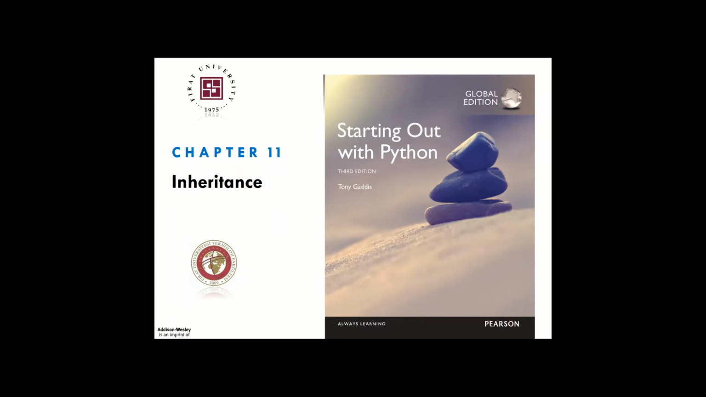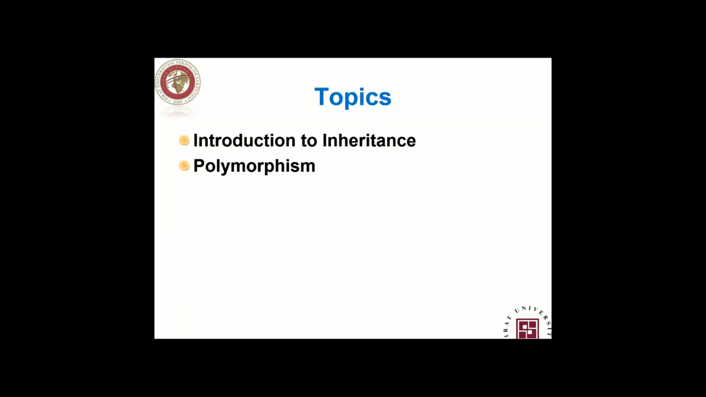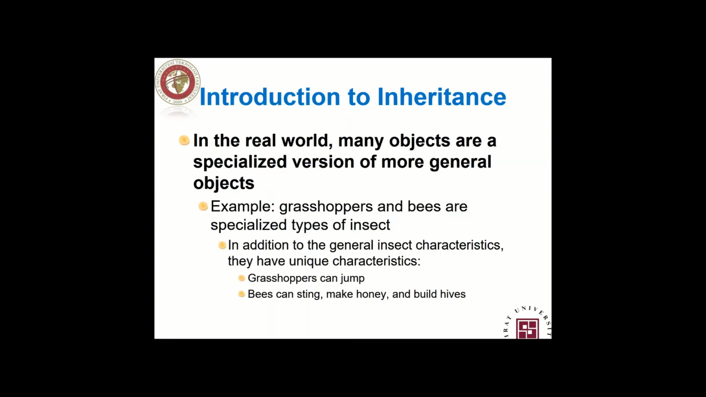We've done classes in the previous chapter, and today we will discuss something a bit more advanced in classes, which is inheritance. I'll speak about inheritance in general, then we'll speak about polymorphism, which is a special topic in inheritance. The idea of inheritance itself is available in our reality.